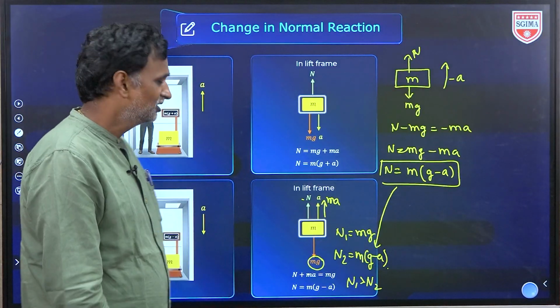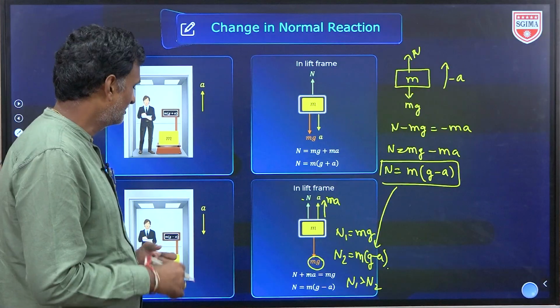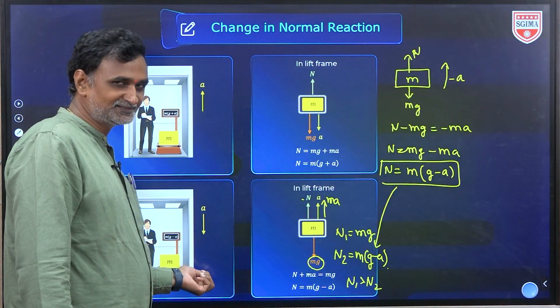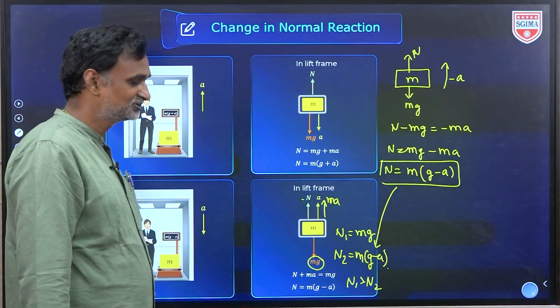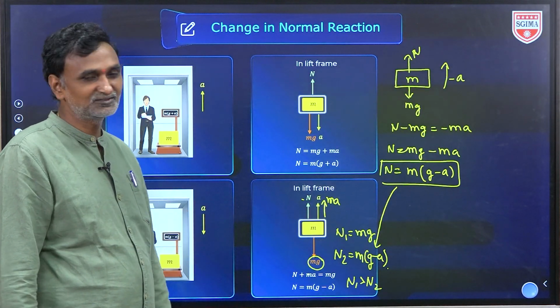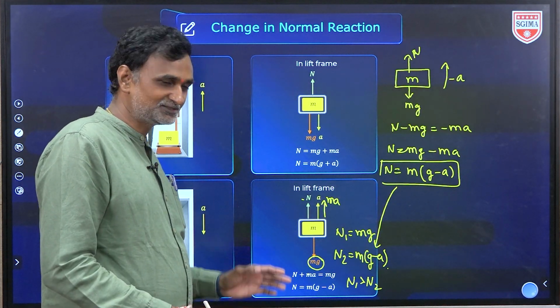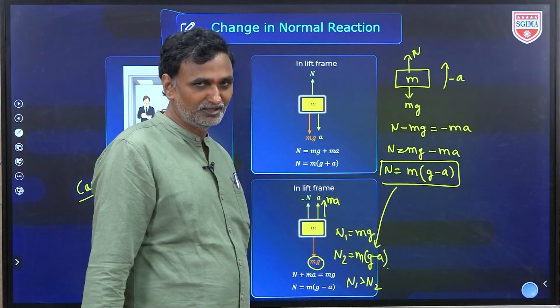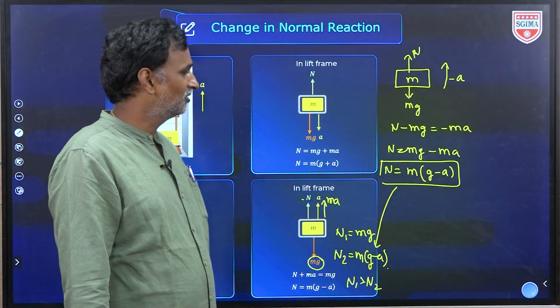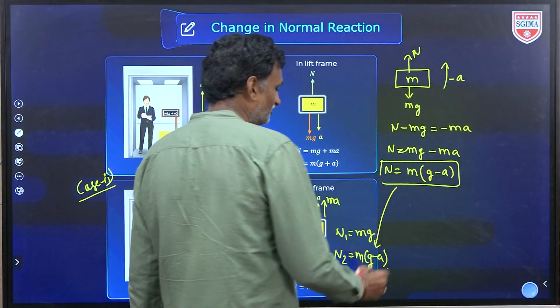So, for the same situation we can define two cases: whenever it is going downward with acceleration a or moving upward with retardation a. We can discuss this one, and the same answer will come. In both these cases, moving downward with acceleration or moving upward with retardation, the weight force we got is m into g minus a. Then what fractional change in the weight will be obtained? That we can find out here.